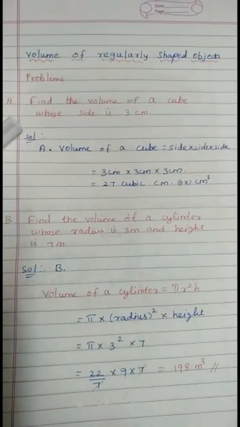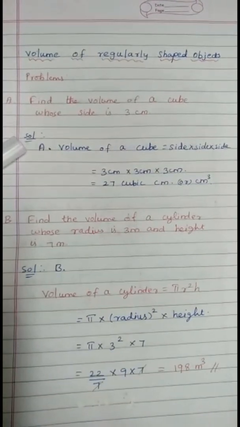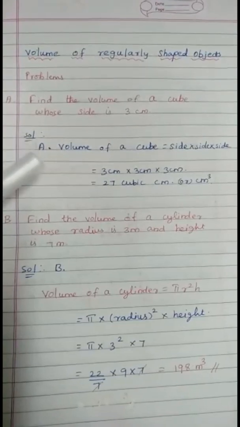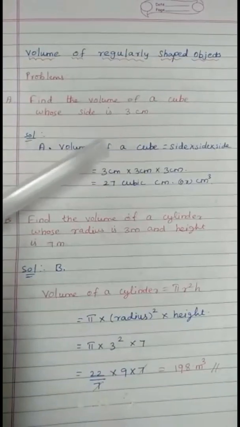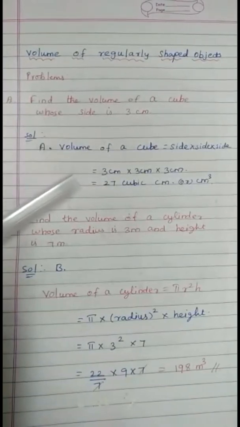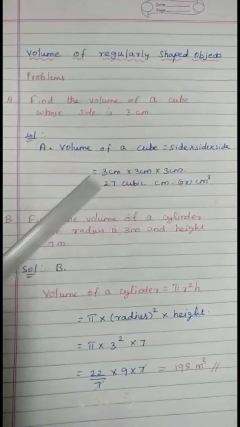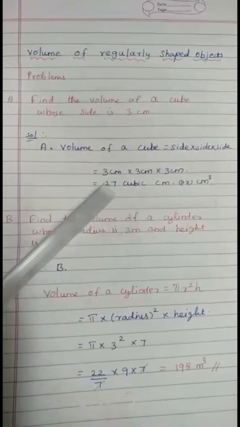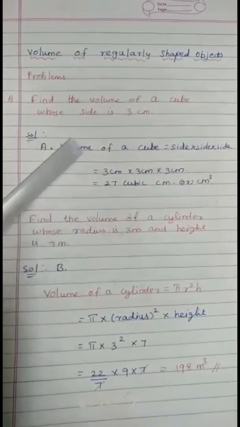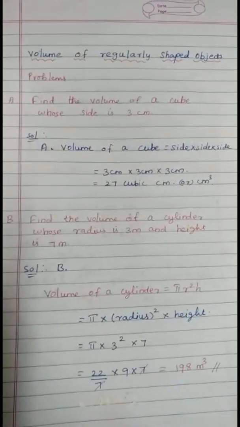First problem. Find the volume of a cube whose side is 3 cm. Formula for volume of cube is side into side into side. So here side value is 3 cm. So 3 cm into 3 cm into 3 cm. 3 into 3 into 3 is 27. So the volume of this cube is 27 cubic centimeter.